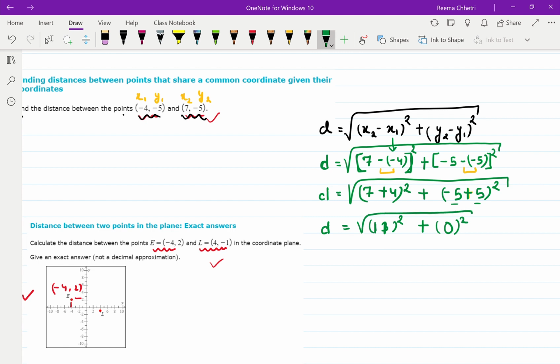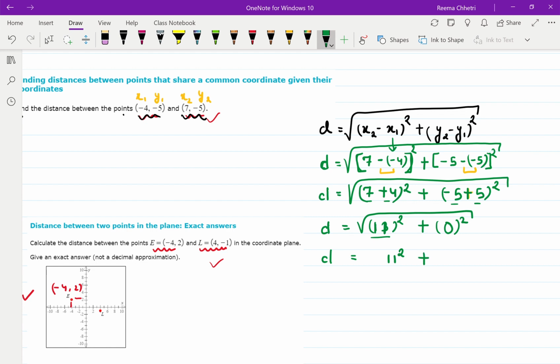Now 0 is a number which doesn't have any value. So 0 square will be 0. And so it will become 11 square. No need of putting a bracket because there's only one number. Whenever there are two numbers, like in this case 7 plus 4, that's why I put the bracket for the whole square. The moment you get a single number, remove the bracket.